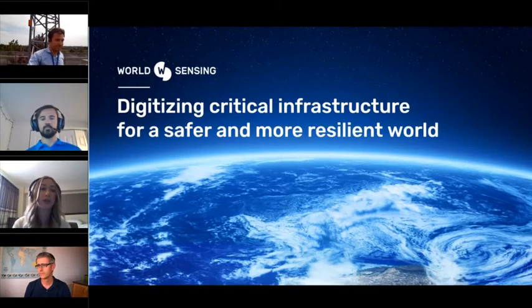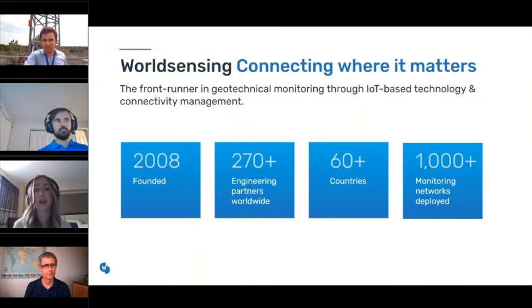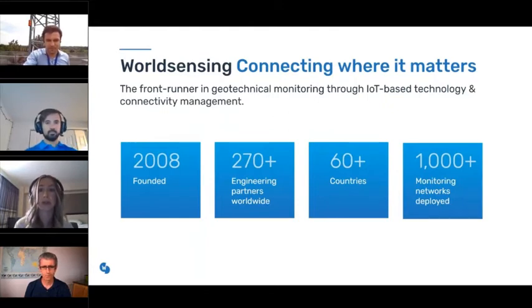So Worldsensing's goal is to help digitize critical infrastructure for a safer, more resilient world. We were founded in 2008. We have 270 plus engineering partners worldwide. We're in 60 plus countries, and we have 1,000 plus monitoring networks deployed at this moment. So we're really a front runner in geotechnical monitoring through our IoT-based technology and connectivity management tools.